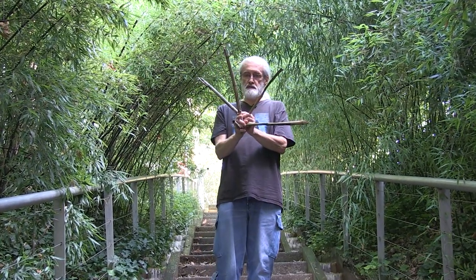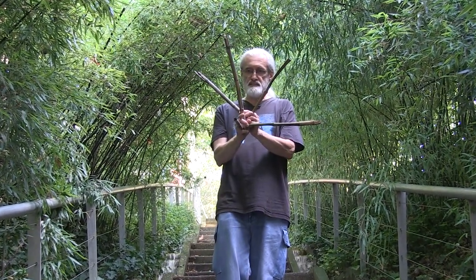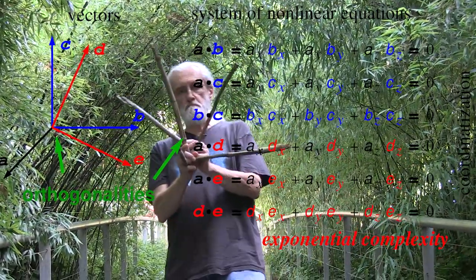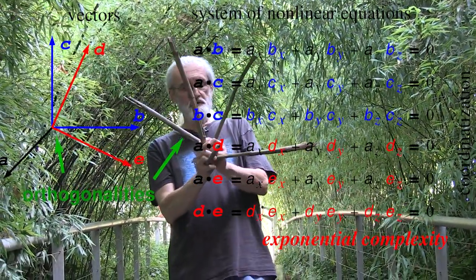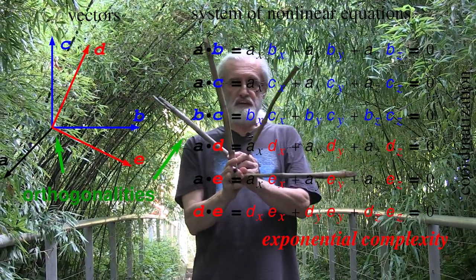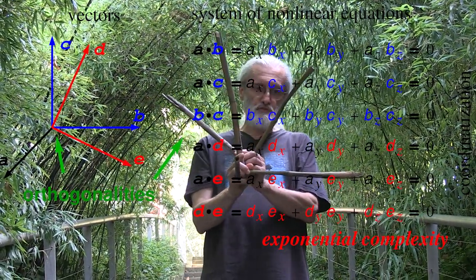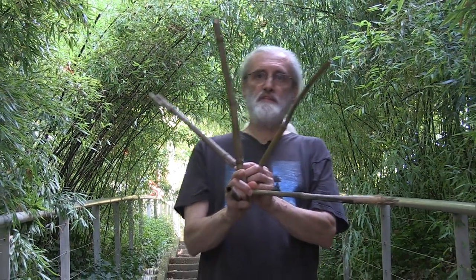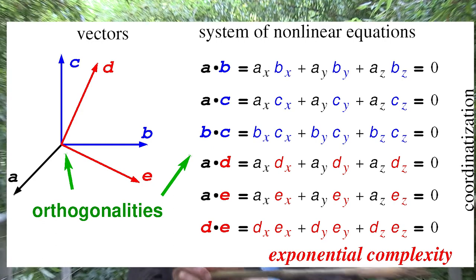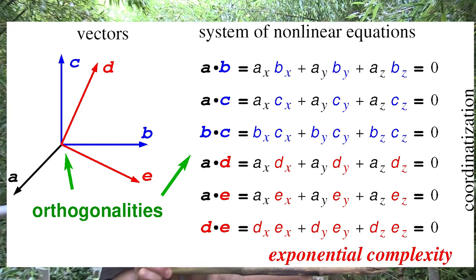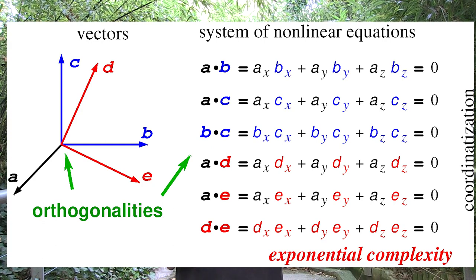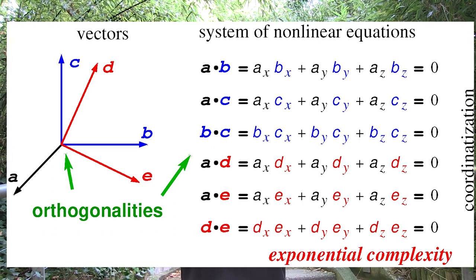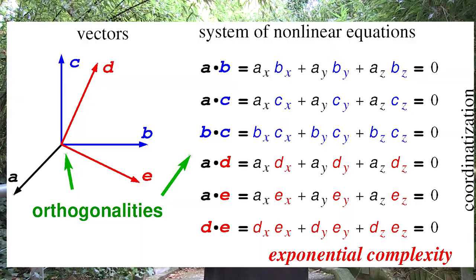the inner products being equal to zero together give a system of six non-linear equations which we have to solve in order to get the vector components, that is the coordinatization that supports this orthogonality between the vectors of the considered n-tuples.